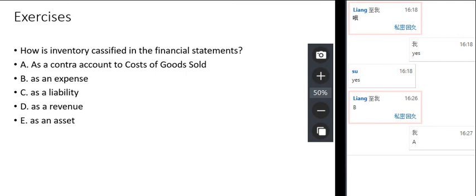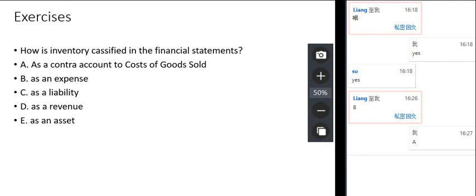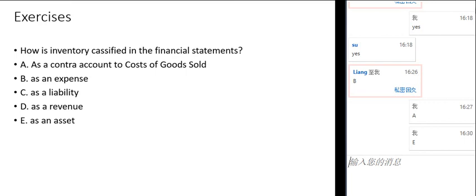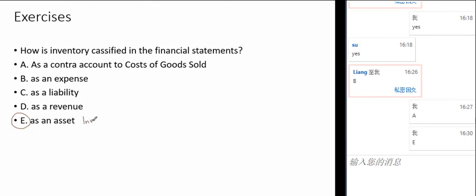What is your answer? Maybe think about it. Asset, yeah. Asset is correct. Inventory is an asset. Inventories is asset.